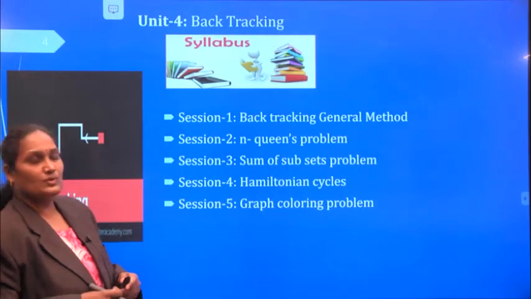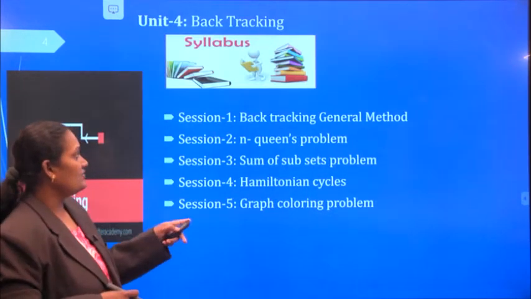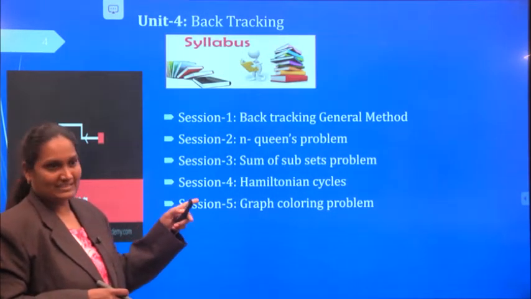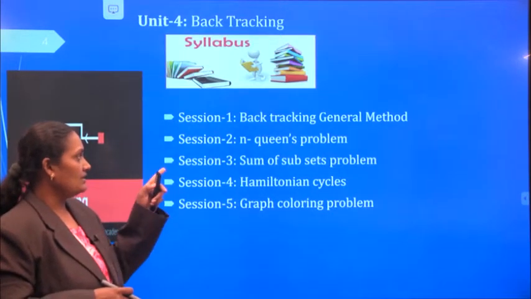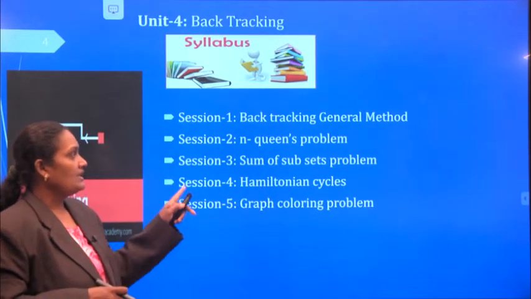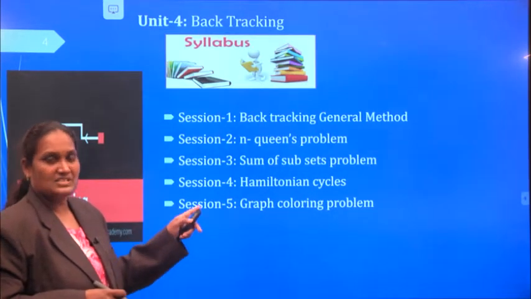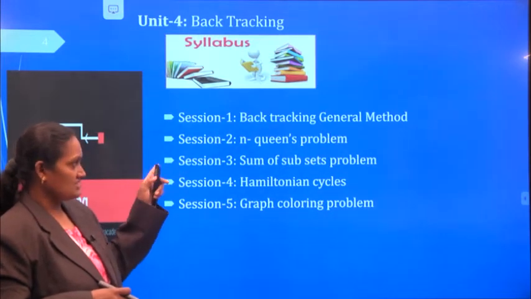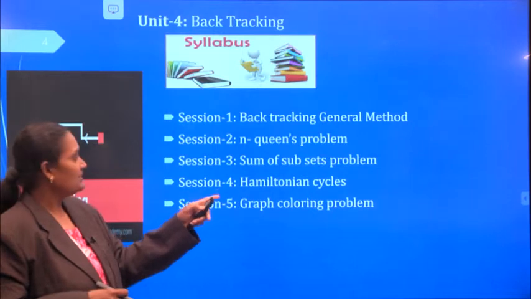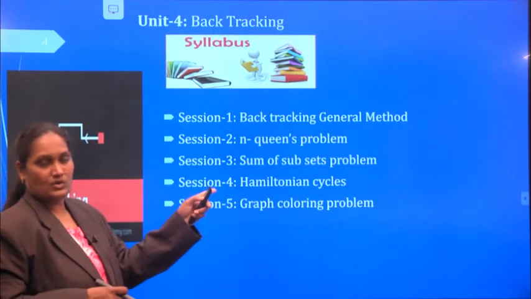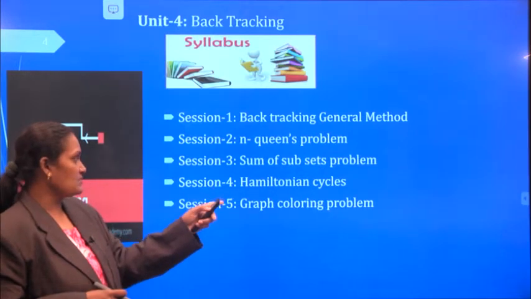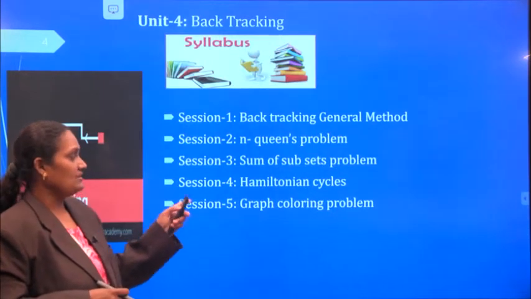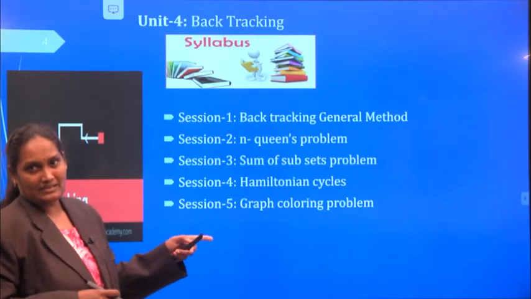Coming to the syllabus, this unit is entirely covered in 5 sessions. In the first session, we are going to explain the general method of backtracking. From second session to fifth session, we are going to see various applications which are solved using backtracking method. The first application, explained in session 2, is the n-queens problem. In session 3, we are going to discuss another application, the sum of subsets problem. In session 4, we are going to discuss Hamiltonian cycles. In fifth session, we are going to discuss the graph coloring problem.